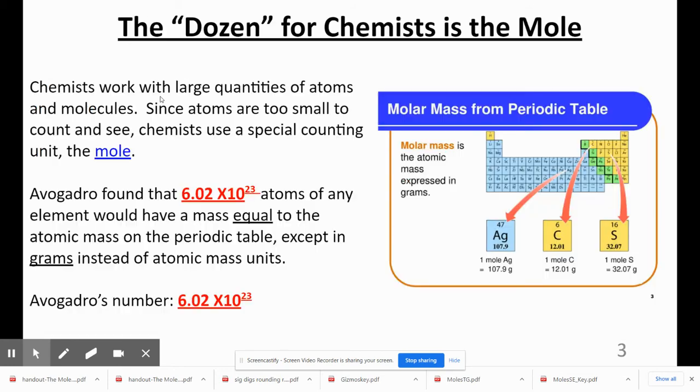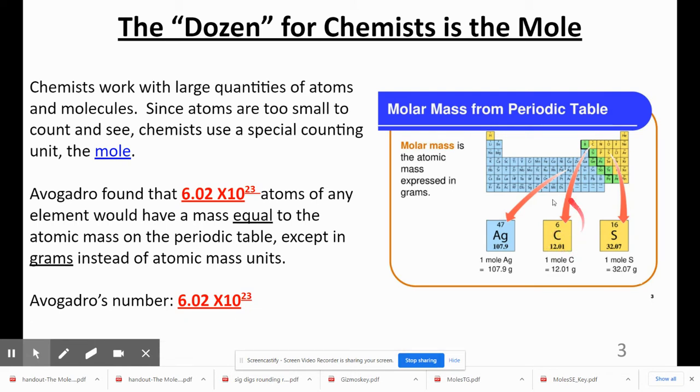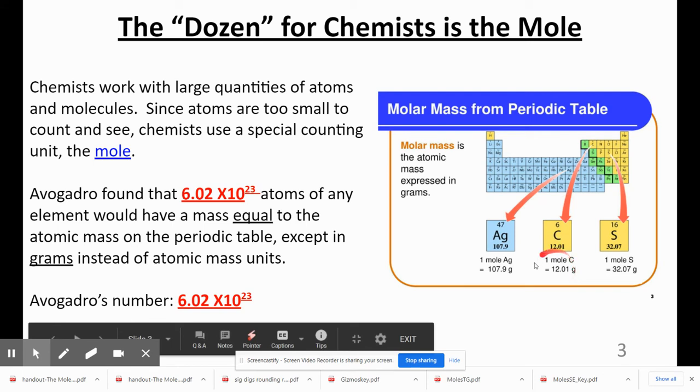Just like with that, in chemistry, we would talk about the mole specifically. I'm not going to say I have 6.02 times 10 to the power of 23 atoms. I'm going to say I have a mole of atoms. If I have a mole of silver, it would have a mass of 107.9 grams. One atom would be 107.9 AMU, but a mole of it is 107.9 grams. If I had 1 carbon, that would be 12.01 AMU, atomic mass units. But if I had a mole of carbon, it would be 6.02 times 10 to the power of 23 atoms. And the same thing with sulfur and all the other elements.